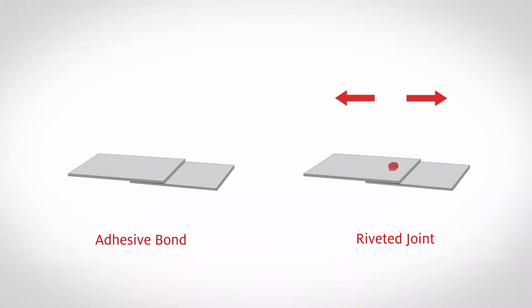Here we illustrate one of the many advantages to using adhesives over mechanical fasteners. Rather than directing the load at a point, the adhesive distributes it over a larger area, making the adhesive bond more resistant to stresses than a riveted joint.